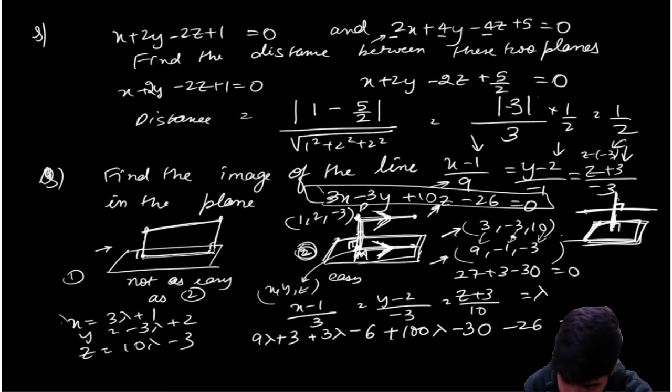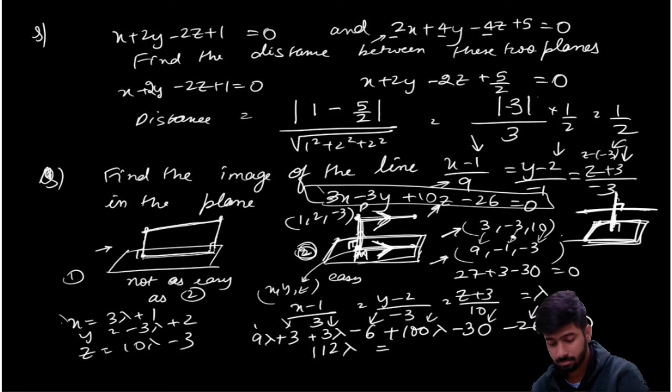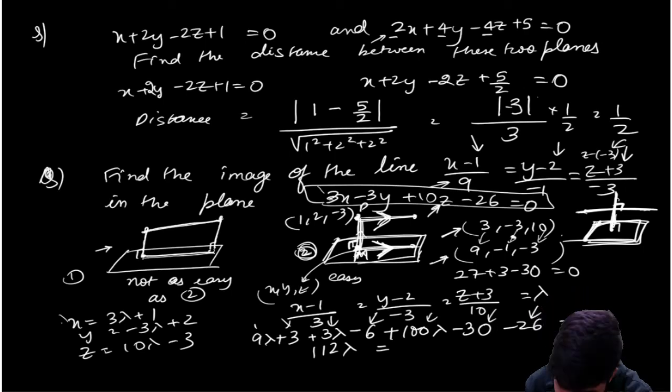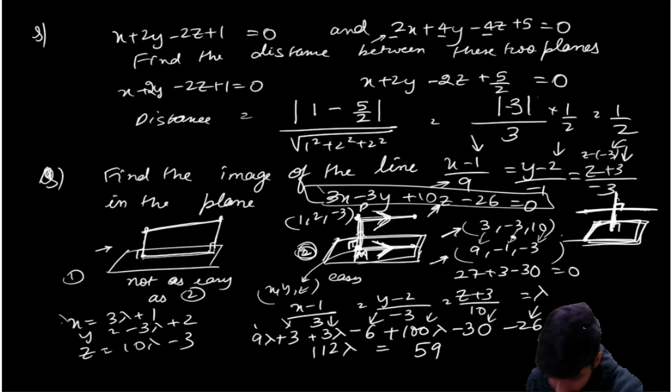So this is 9 plus 3, 12 plus 100. So 112 lambda. Send all the constants that side. So this is 30 minus 26, which is 56, which is plus 6 is 62. So minus 62 plus 3, which is minus 59. And when you send it that side, it will be 59. Okay, so 36 plus 26 is 62. Yeah, and 62 minus 3 is 59. So lambda is nothing but 59 by 112.